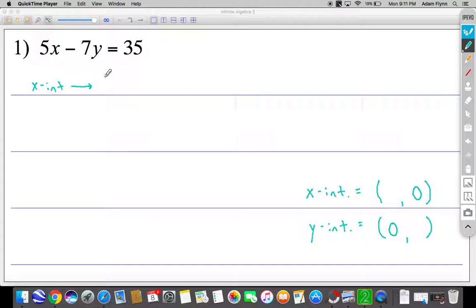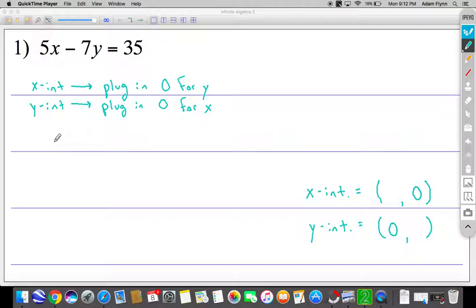So for my x-intercept, I'm plugging in 0 for y. And for my y-intercept, I will plug in 0 for x. Okay, just like I did down here in my solution.